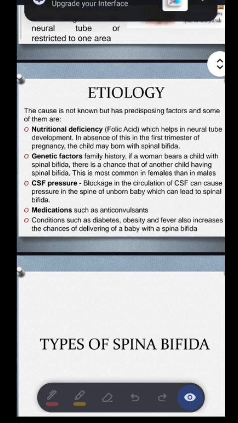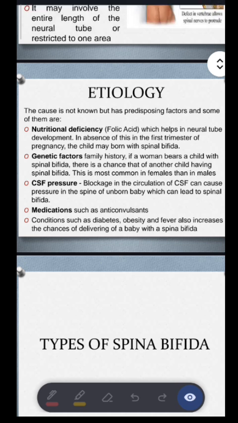Then the fourth one is medication. Medications such as anticonvulsants can cause spina bifida. Other conditions such as diabetes, obesity and fever also increase the chance of delivering a baby with spina bifida.